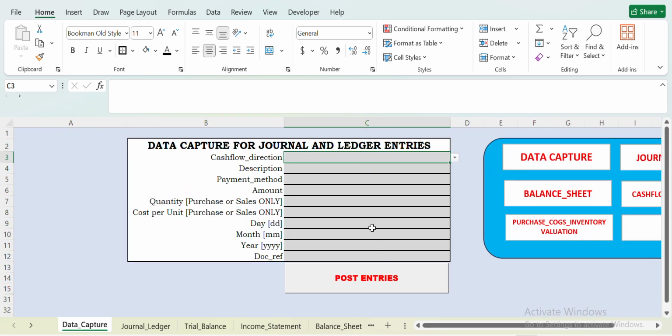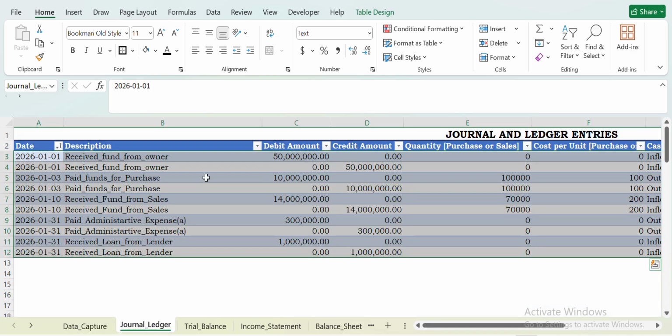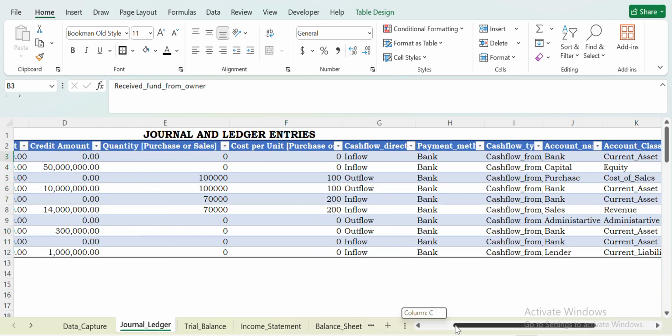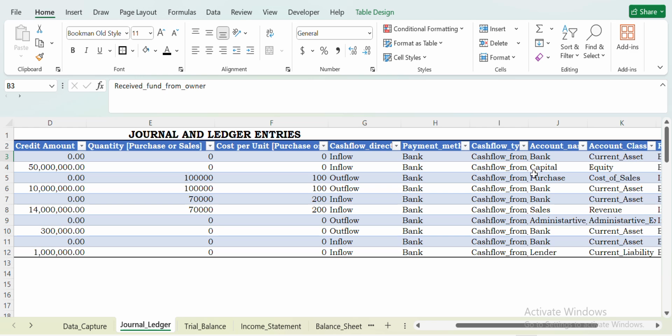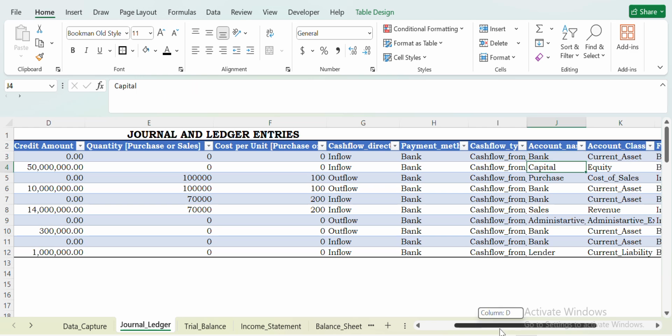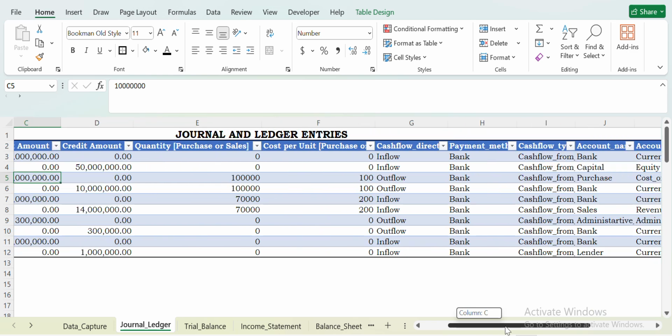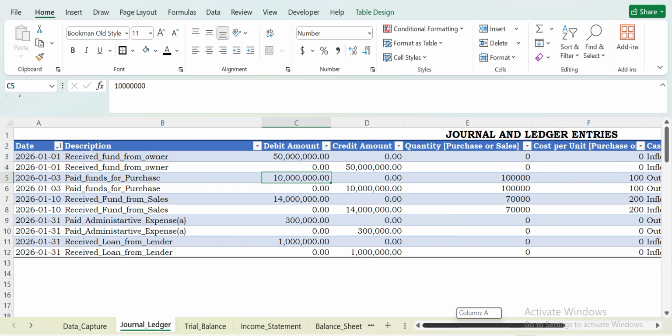So I will now show you all the entries that we captured, and how they look on our journal ledger. So this is our journal ledger. This is the 50 million capital that was introduced. You can see it automatically debited bank and credited capital. Then this is the purchase that we made, 10 million naira. You can see that it automatically debits purchase and credits bank.